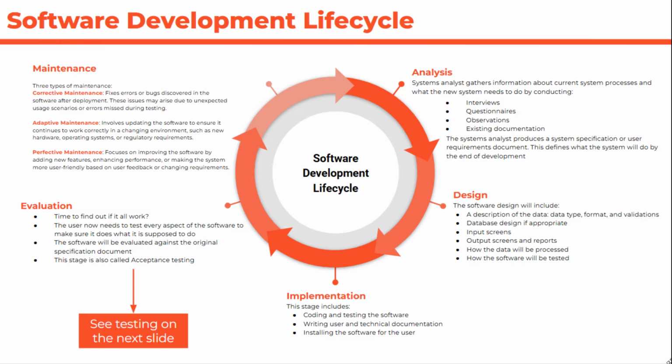And then the third one is perfective maintenance, and that focuses on improving the software by adding new features and enhancing performance, or making the system more user-friendly based on user feedback or changing requirements. A perfect example of this would be something like GDPR that came in under the Data Protection Act. That meant that lots of web products had to change when it came in, and we needed to prepare for that change, and that would be where perfective maintenance is actually brought in.